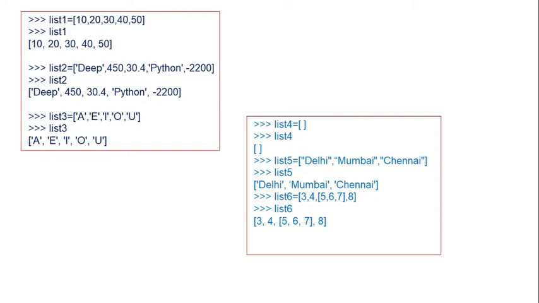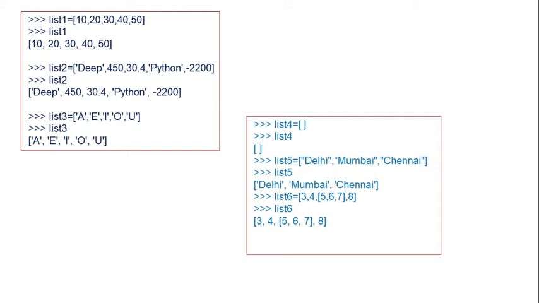Then list 5 equal to Delhi, Mumbai, Chennai. There is nothing special in it. We have enclosed the list in square brackets, and of course in double quotes instead of single quotes. There is no other difference. So it's a list of strings. List 5 prints everything.